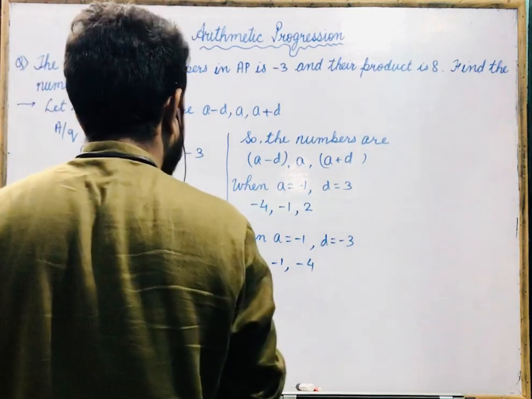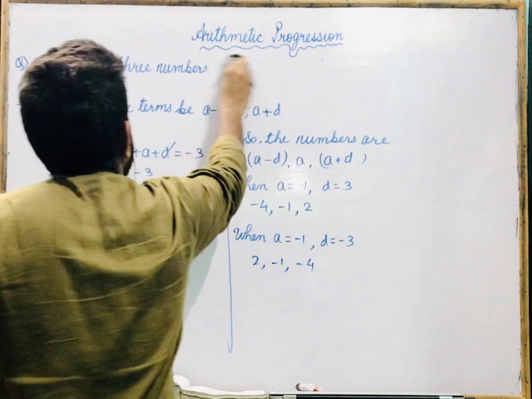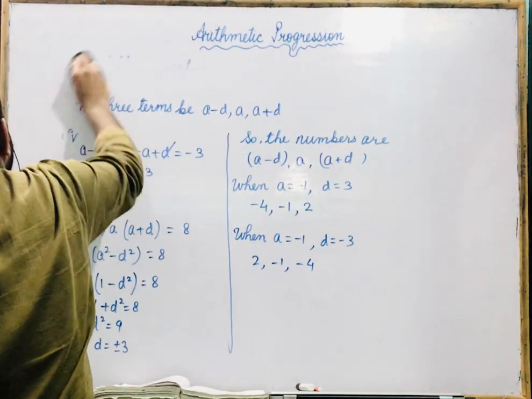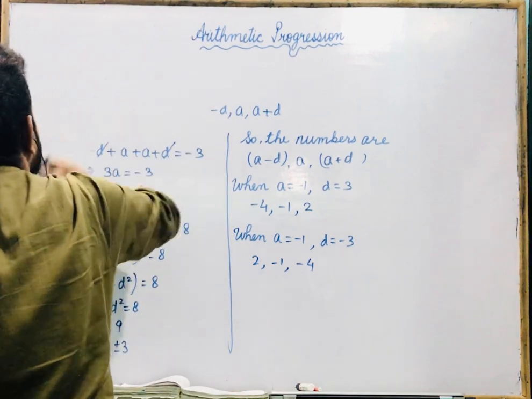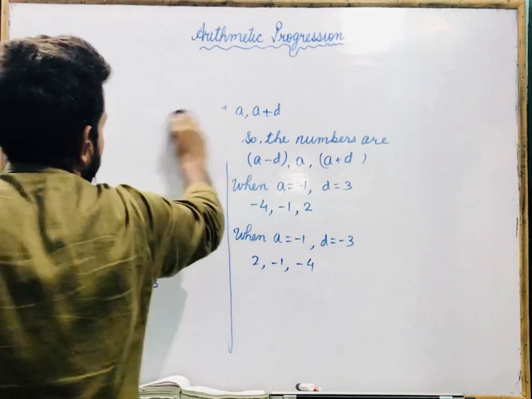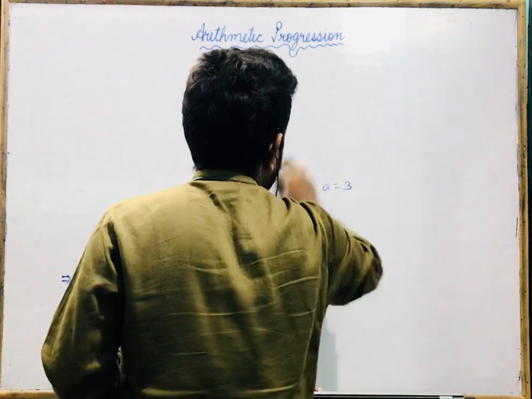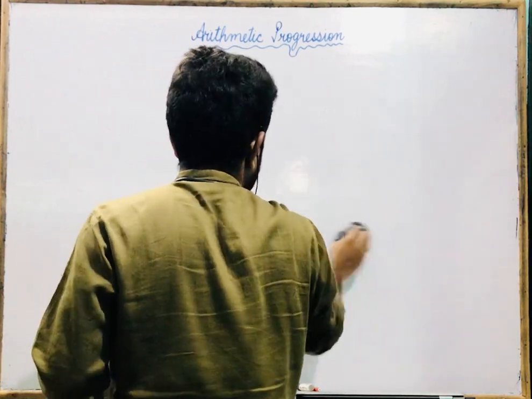This question has come in the board examination 2016, and you will see the level of the question. If I say that A, B, C, D are four numbers, what are the numbers that are at the extreme?